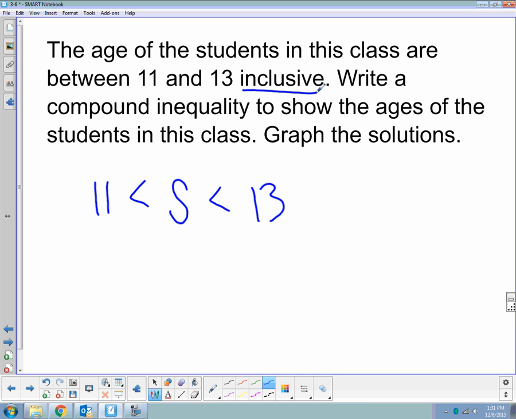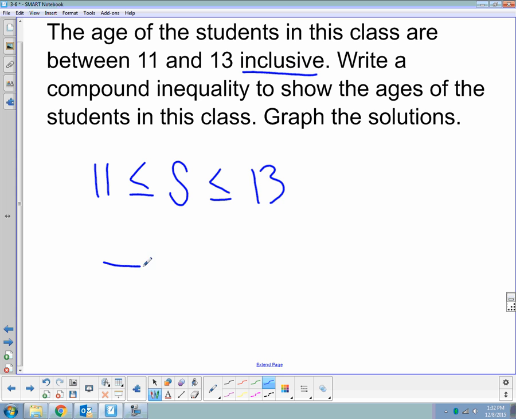In this case, we're going to include 11. So S is not just greater than 11. S could include 11. So it could be exactly 11 years old and be in the class. Same thing with 13. We're going to include 13. So they could be less than 13, or they could be exactly 13. So less than or equal to 13, greater than or equal to 11 is the way we would write this inequality.